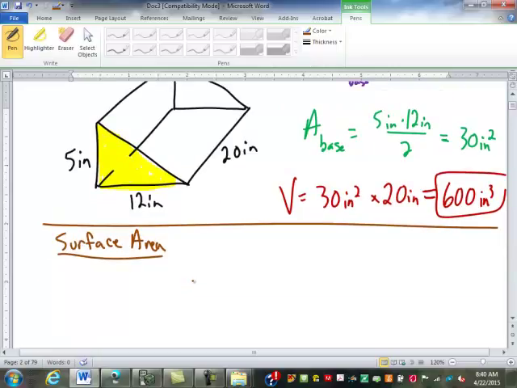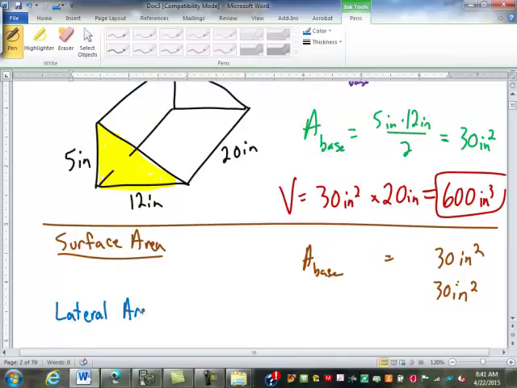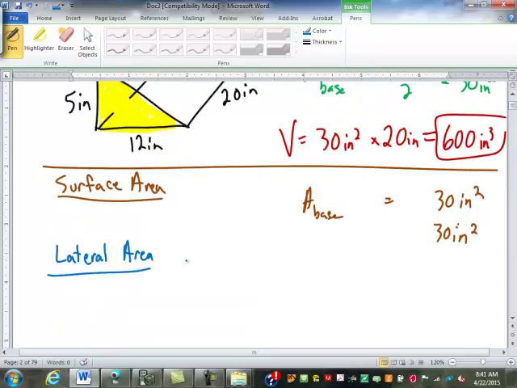Now remember, surface area, we divide it up into 2 pieces. The area of the bases, which we've already found to be 30 square inches. And there's a second base, there's another 30 square inches. And the second piece of the surface area was the lateral area. And the lateral area required us to have 2 things. The lateral area is the perimeter of the base times the height.